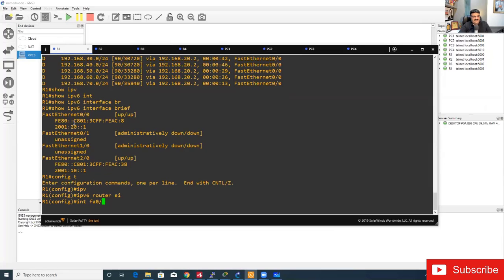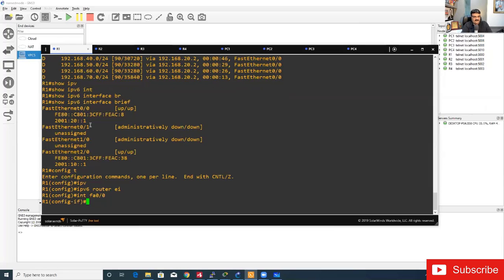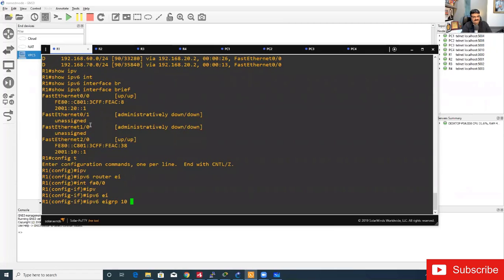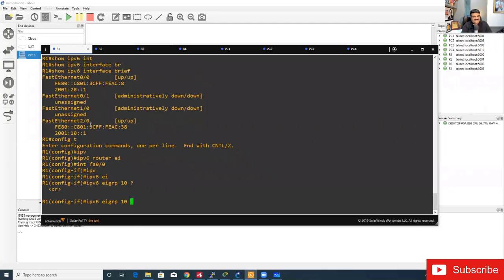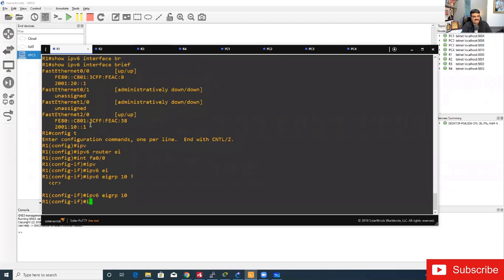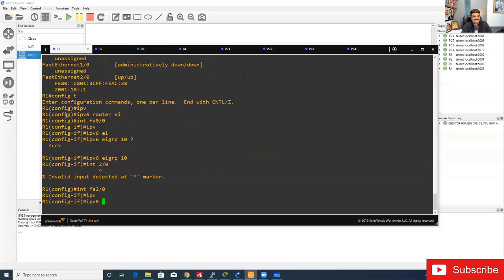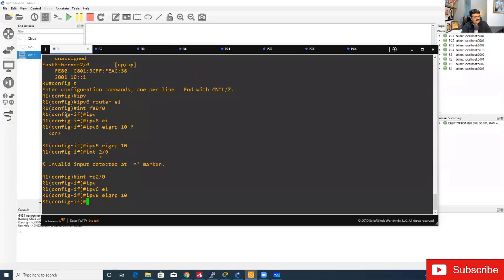Okay, this is an interface which is connected with R2. I can give the command IPv6 EIGRP 10. This is the only command that I need to give. Now interface 2/0, which is my Ethernet network, FastEthernet 2/0. IPv6 EIGRP 10.